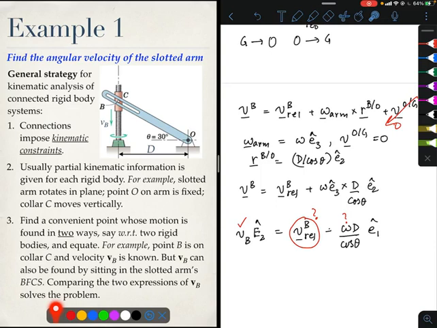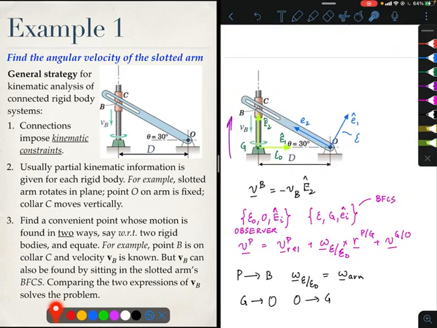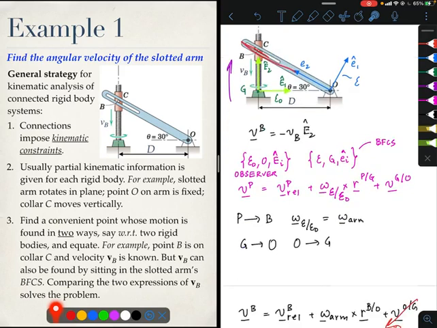Well, let's now think a little bit more. Do I know anything about VB rel? Remember, it's a vector, so it is possible that we may know the magnitude but not the direction, or we may know the direction and not the magnitude. Let's think about it. VB rel is the velocity that B will appear to have if you were sitting in the blue frame. If I was sitting in the blue frame and rotating with it, it will look to me that the point B is always moving along this line. That means VB rel will be a vector along E2 always.